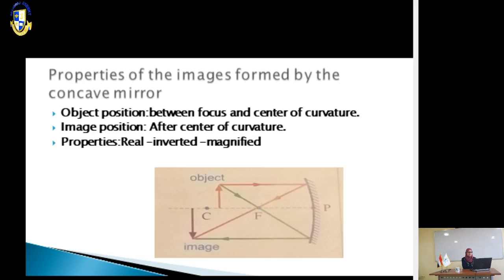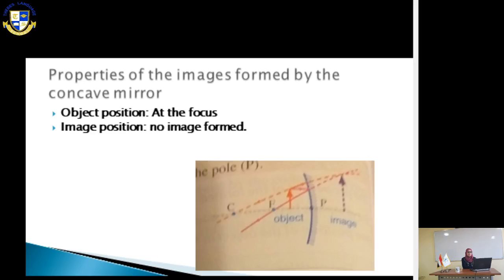Slide number 17. Properties of the image formed by the concave mirror. If the object stands on the focus, there is no image formed. Here at the focus, there is no image formed. Slide 18.